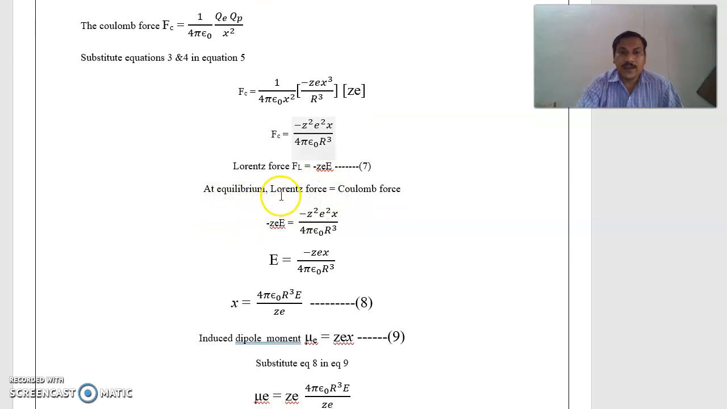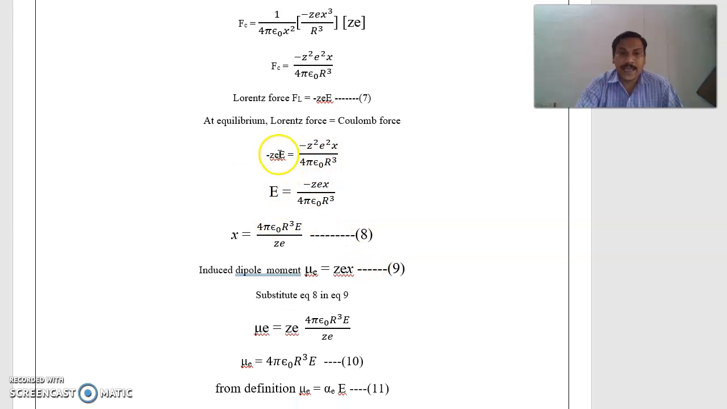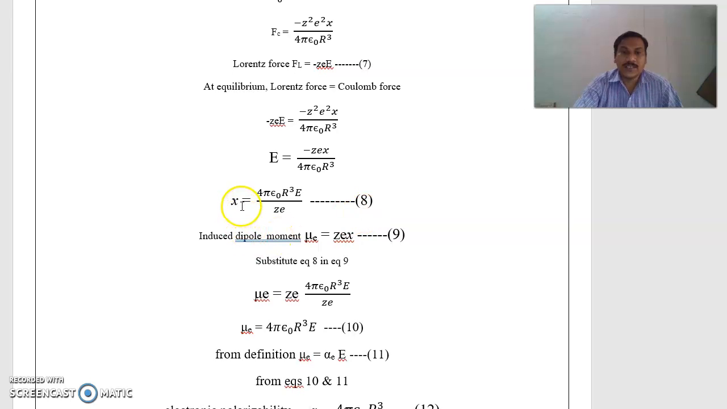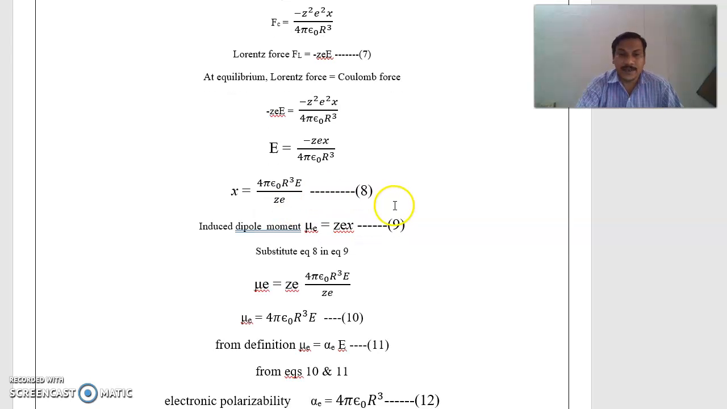At equilibrium, the Lorentz force and Coulomb force are equal. Then we equate the above equations, Fc and Fl. Then we get minus Ze into E is equal to minus Z square e square x by 4 pi epsilon naught into r cube. Next, Z gets cancelled, e gets cancelled, then we get capital E is equal to minus Ze x by 4 pi epsilon naught into r cube. Small x is equal to 4 pi epsilon naught r cube capital E by Ze. It is equation number 8.